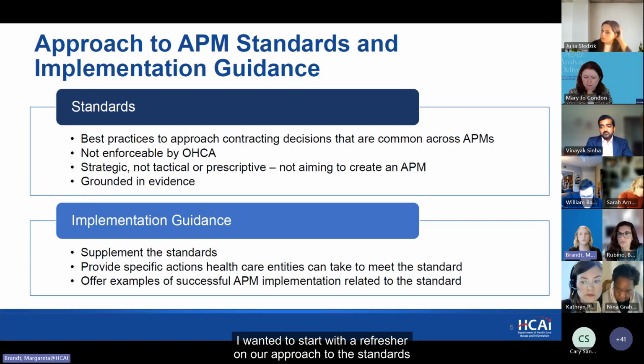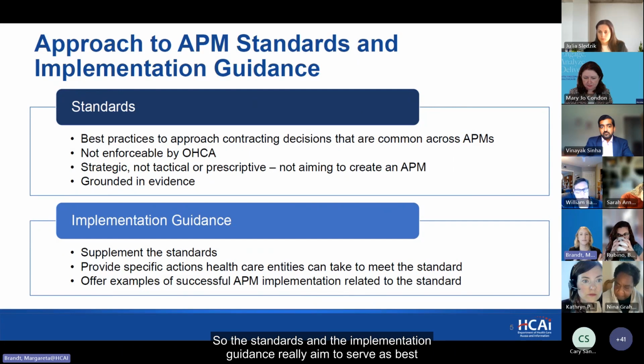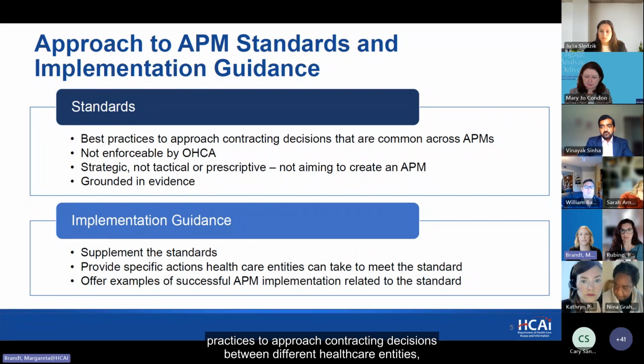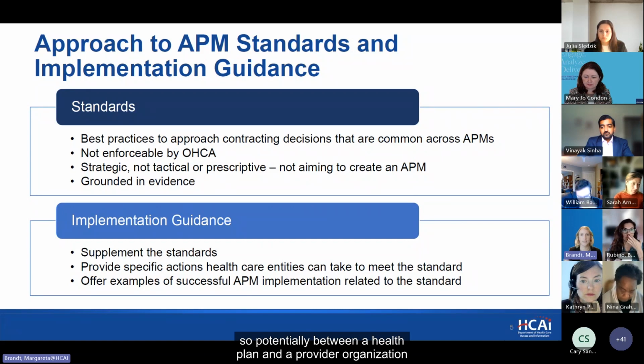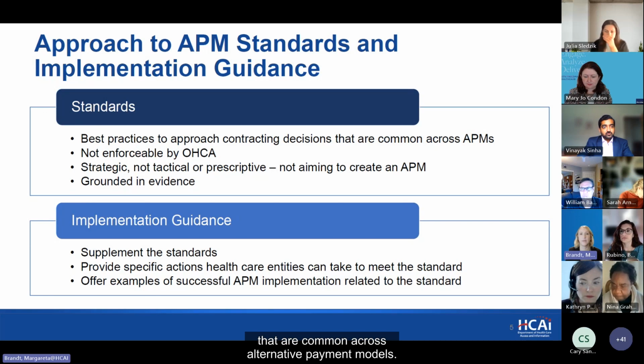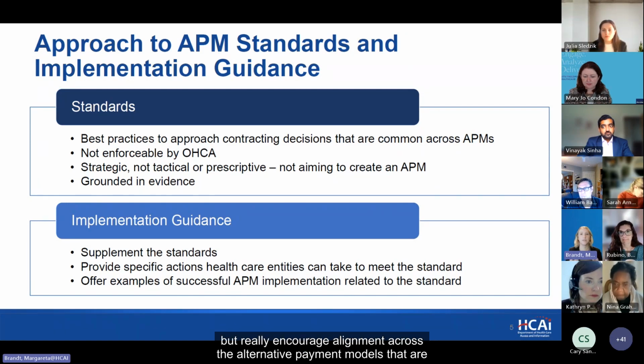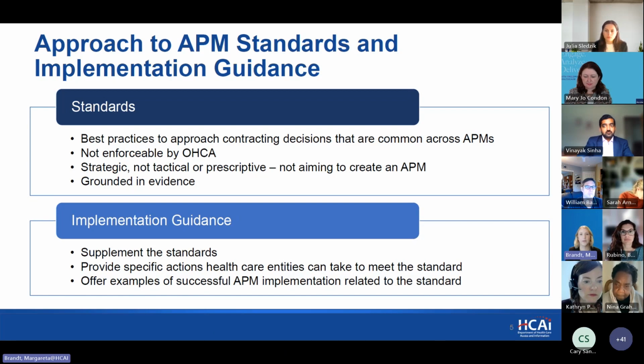Before we jump into the feedback that we received, I wanted to start with a refresher on our approach to the standards and the implementation guidance for alternative payment models. The standards and the implementation guidance really aim to serve as best practices to approach contracting decisions between different healthcare entities, so potentially between a health plan and a provider organization, that are common across alternative payment models. And note that the purpose is not to develop a new alternative payment model, but really encourage alignment across the alternative payment models that are being used now.